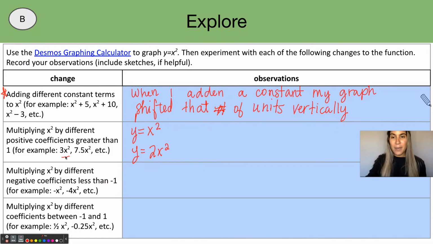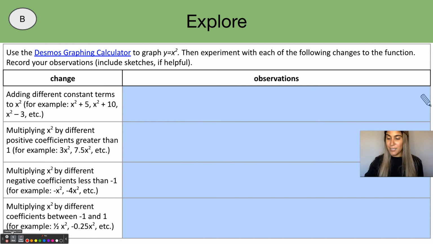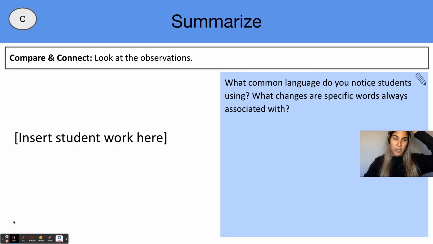You have some examples here for inspiration, but you can use any number you would prefer. Remember to move on, make observations, and save your graphs so you are able to share them. After you complete this portion, you can go ahead and move on to your summarize. Your teacher might have posted here a way to share your summarize.